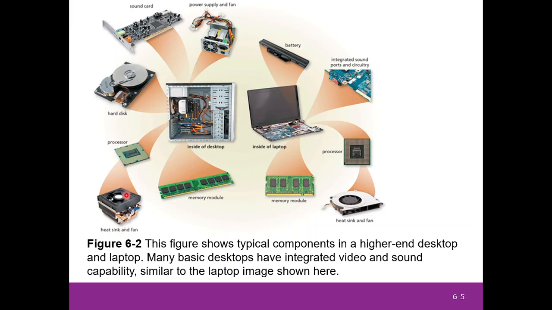And for that, we have a heat sink. A heat sink is basically nothing but a metallic structure that has a very huge surface area, so it can dissipate heat easily. And then there is a fan on top of the heat sink, which helps cool down the processor. So the cooler the processor, the better its performance. Then we have the hard disk drive installed inside our desktop.